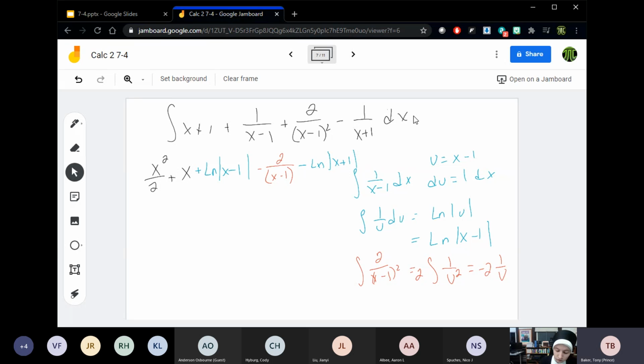Because in essence, what you're doing when you're doing the integral of, let's just do this. Yeah, that's fine. When you're doing the integral of, say, u to the negative 3rd power, that's going to become negative 2 u to the negative 2nd power, which in this case u was x minus 1, so that would be negative 2 over x minus 1 squared. Since it was just negative 2, when I added 1 to that, I got negative 1, which is why there's no exponent on that bottom piece.